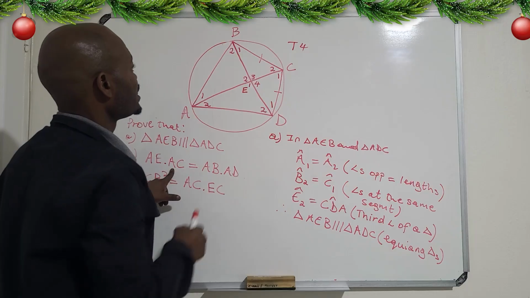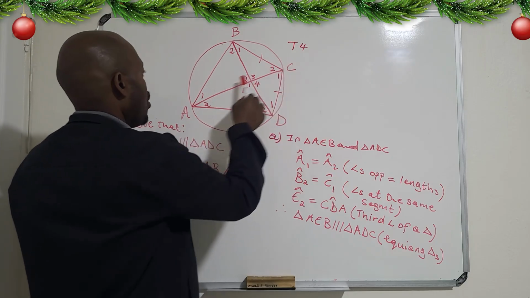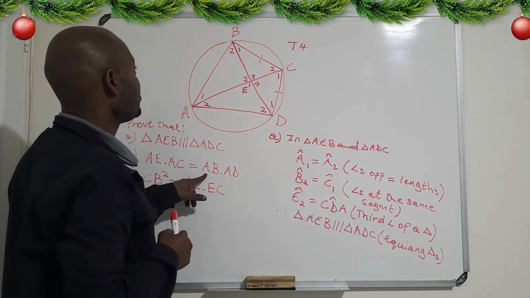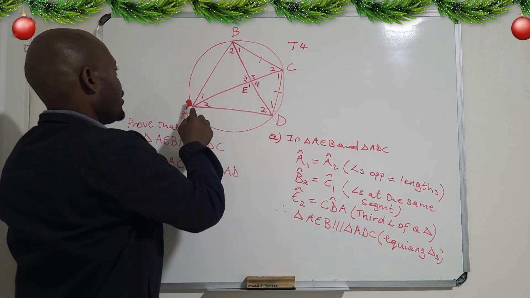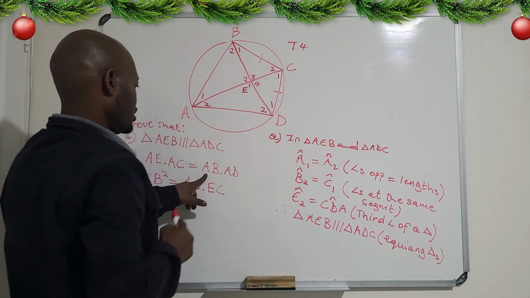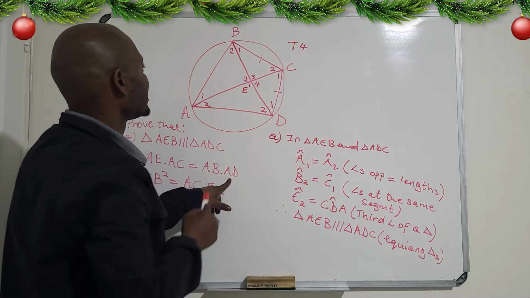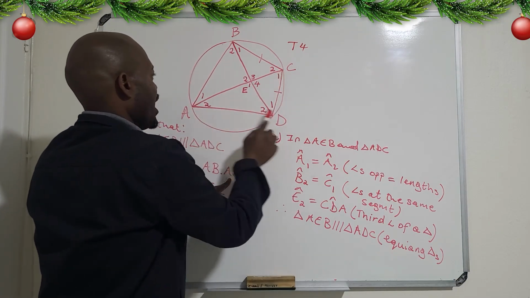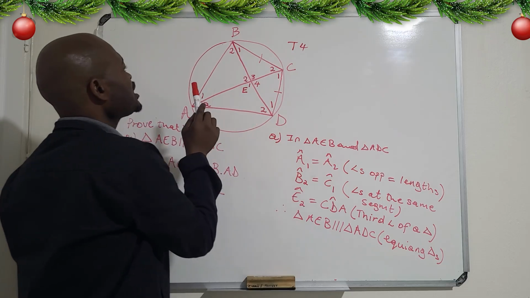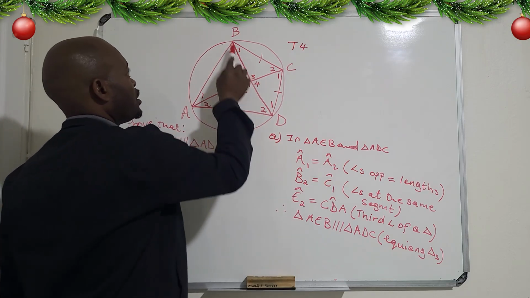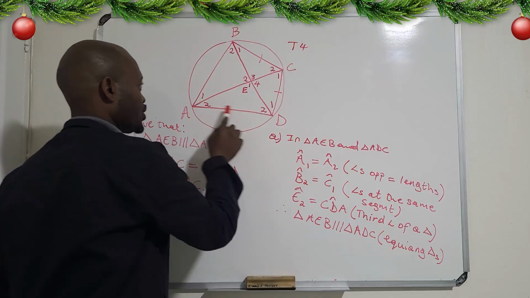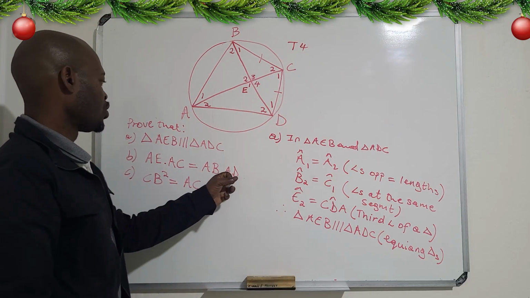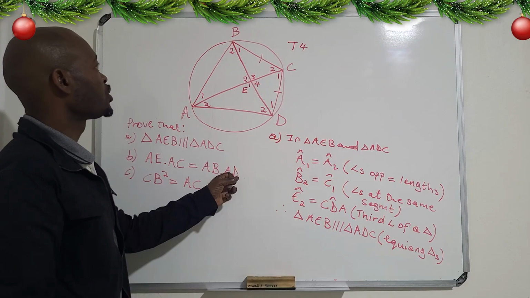AC, we can see that it's a side on this triangle. We can see that AB is a side on this triangle. We can see that AD is a side on this triangle. And we've just proved that this triangle is similar to this triangle. Therefore, it should be easy for us to prove that. How do we do that?